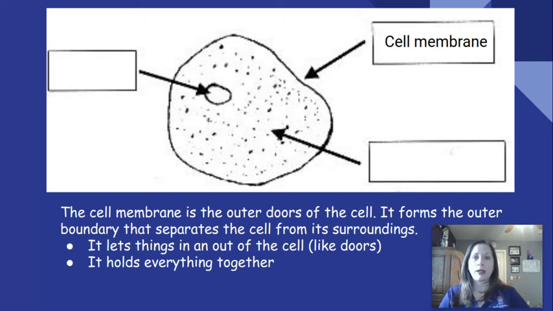The cell membrane is designed so that it can let some things in that are supposed to come in and keep other things out that it doesn't want in there. So it also has the job of holding everything together, kind of like the walls of your house.